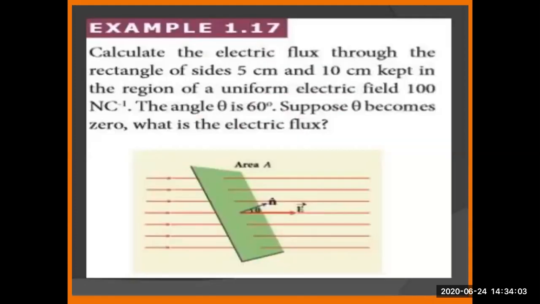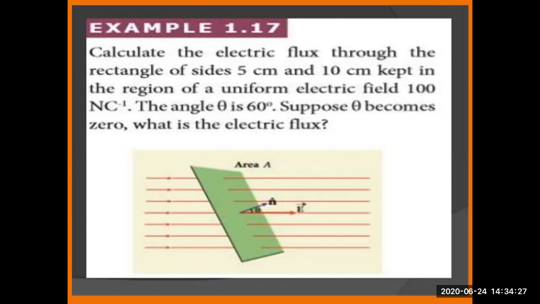So the next one is: calculate the electric flux through the rectangle of sides 5 centimeter and 10 centimeter in the region of the uniform electric field 100 newtons per coulomb. The angle theta is 60 degrees. Suppose theta becomes 0. What is the electric flux?